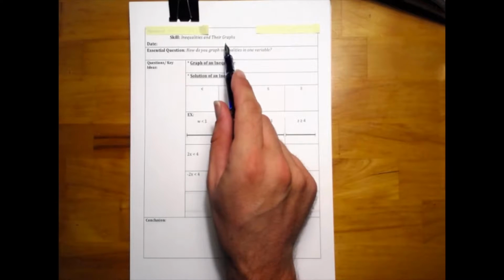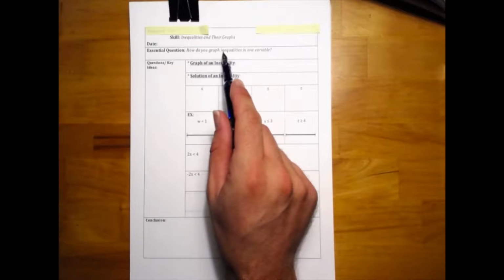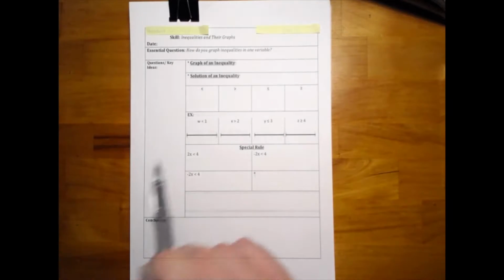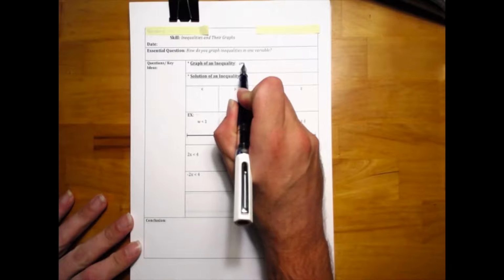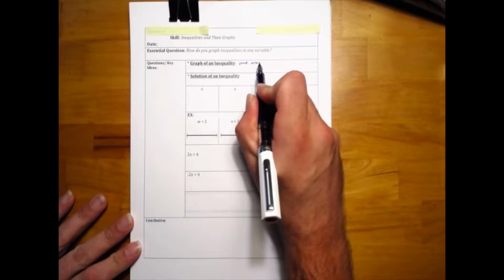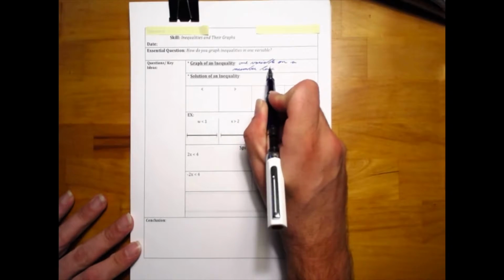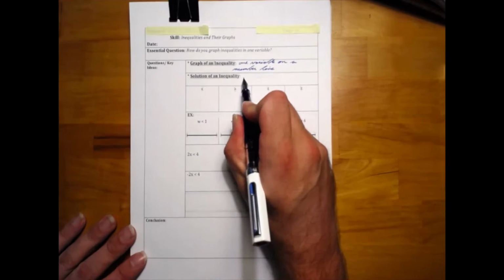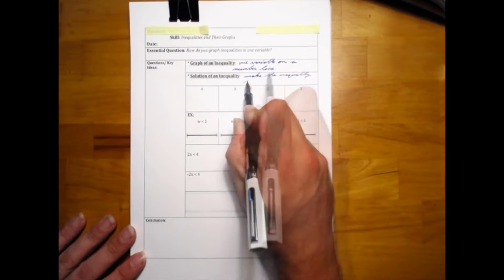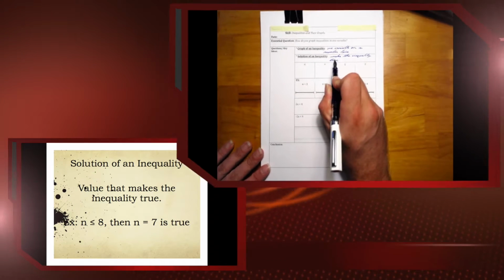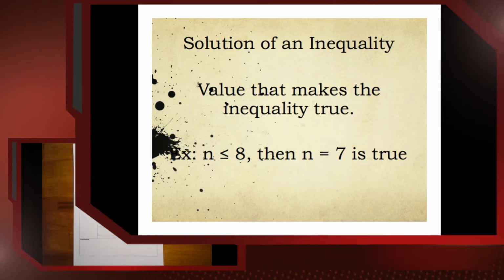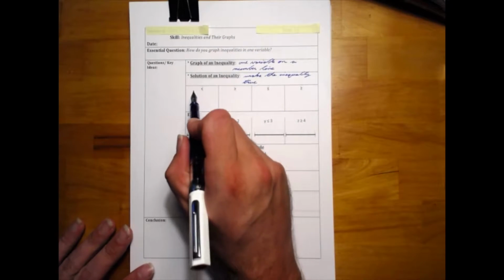This lesson is on inequalities and their graphs, and the essential question is, how do you graph inequalities in one variable? First, you have to understand what the graph of an inequality is, and that is one variable on a number line, such as n is less than or equal to 8. The solution of an inequality is a value that makes the inequality true. So in the example, n is less than or equal to 8, then 7 would be true.